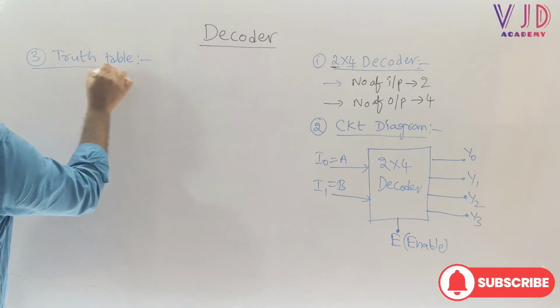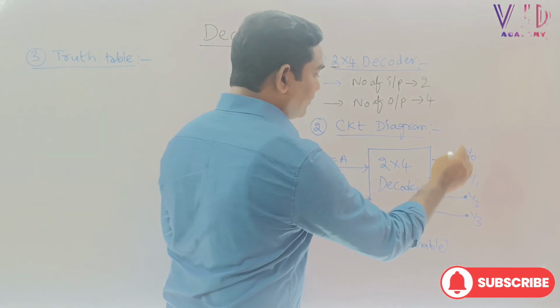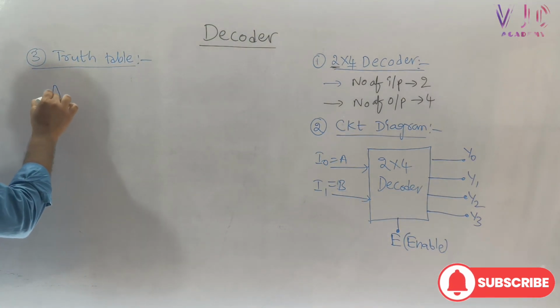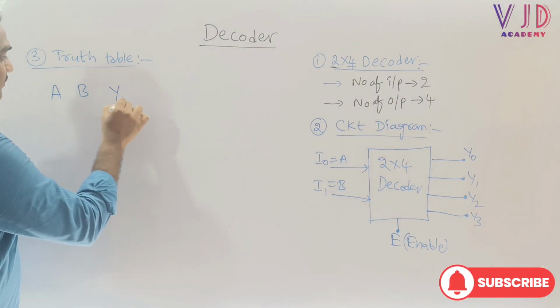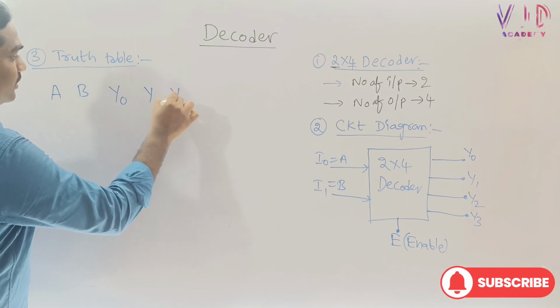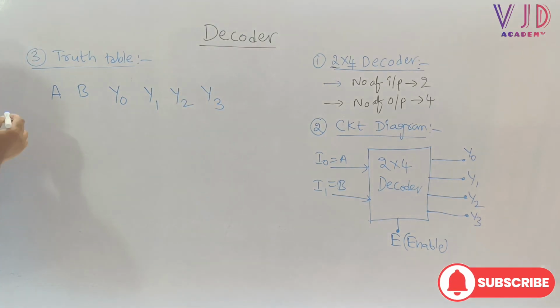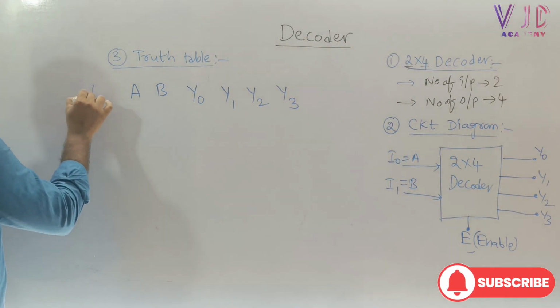Sir, here is the truth table. The number of inputs is 2 and outputs are 4, we can say. Can you please just tell me: A, B are the inputs, and the outputs are Y0, Y1, Y2 and Y3, we can say. The left one is the enable input.